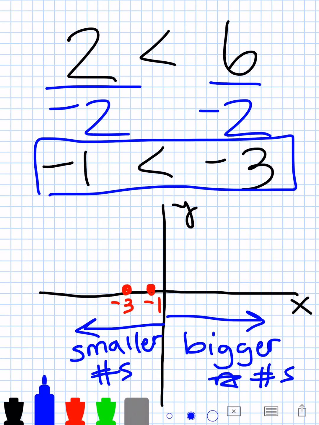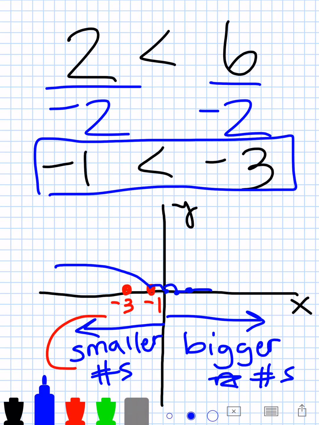So let's look back at our inequality right here. Negative 1 is less than negative 3. Well, if we start at negative 1 and go to the left on the x-axis, we're going towards smaller numbers. And we know that if we go to the right, if I go 1 this way, I'm at 0. If I go another 1, I'm at 1. Go again, I'm at 2. Keep going, I'm going towards bigger numbers. So we know that this statement is false, and that's why we have to have that rule, because we have to keep our inequality true.